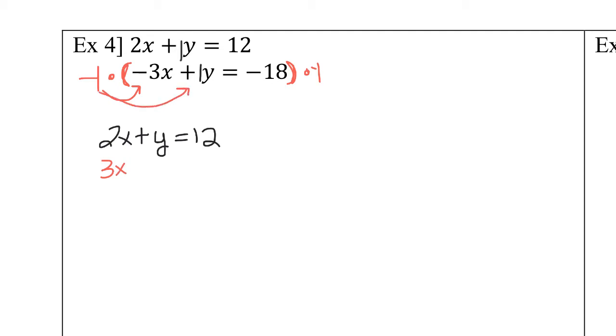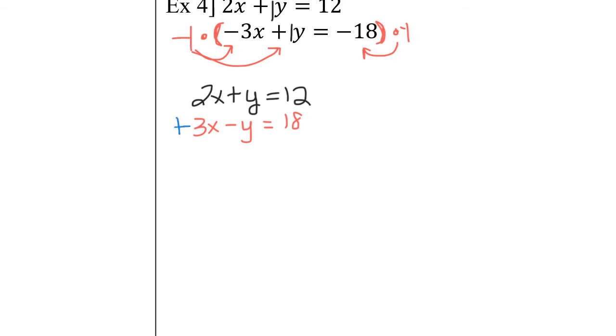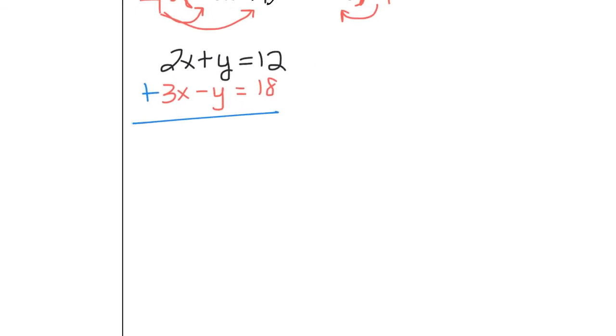Negative 1 times 1y is a negative 1y, equals negative 1 times negative 18, which is a positive 18. So now let's look. I was hoping that my y's would add to 0, and in this case, a positive 1 plus a negative 1 does in fact make 0. So now I'm set up to add these equations together. 2x plus 3x makes 5x, 1y plus a negative 1y makes 0y, 12 plus 18 makes 30. And then 0y is just 0, so I can get rid of that.